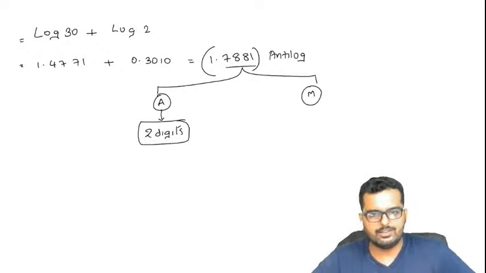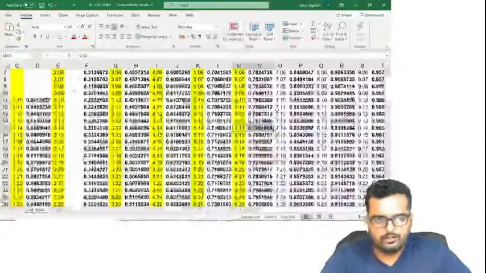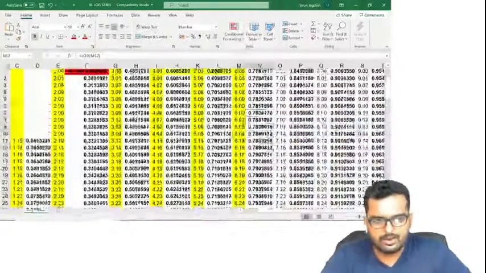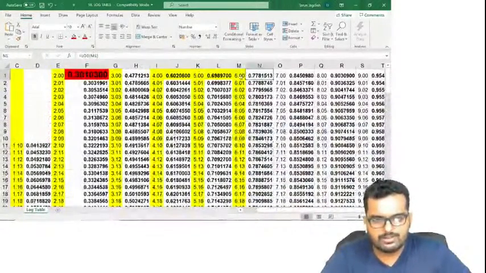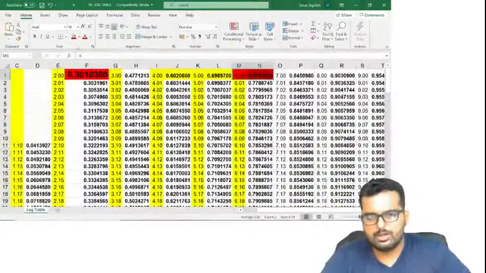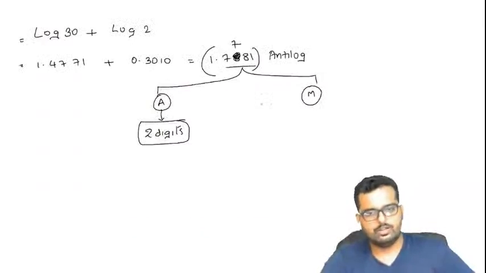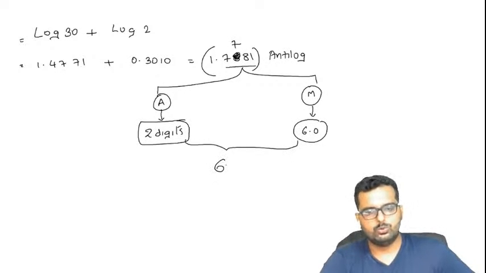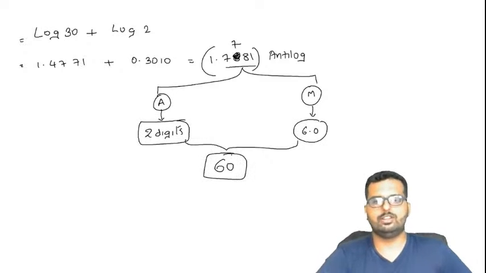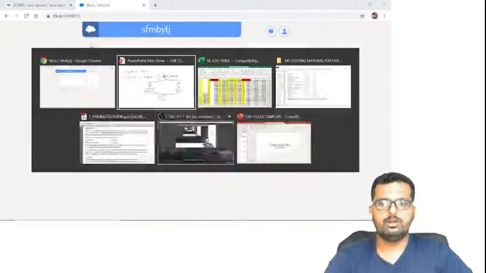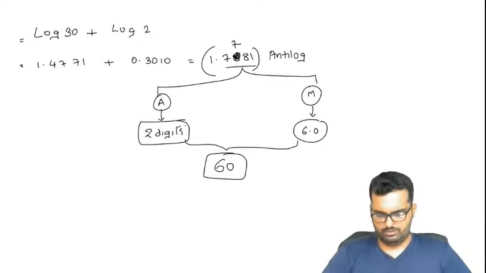1.7781. Sorry, it is 7781. It's not 7881. 7781. So where am I getting 0.7781? It comes over here. So if you look at this, the value over here turns out to be how much? 6. But how many digits are supposed to come over there? 2. So the answer turns out to be 60. Can you write down this in your books and finish it off? Please write down this in your books now.